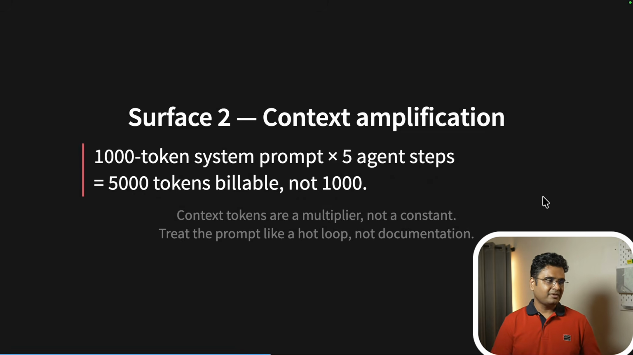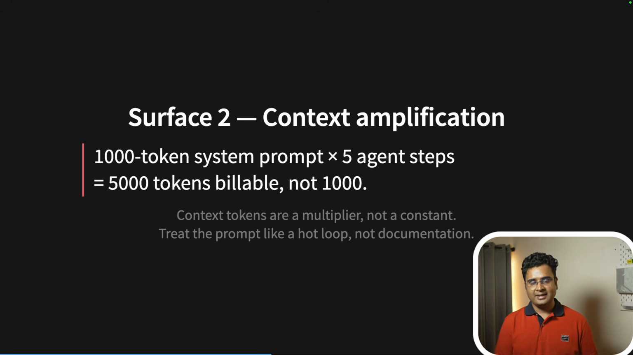The second failure surface is context amplification. Now, this is the silent killer. Every time an agent takes a step, it's going to rewrite its context: the system prompt, the task, the tool output so far, even the intermediate reasoning, the history of calls.